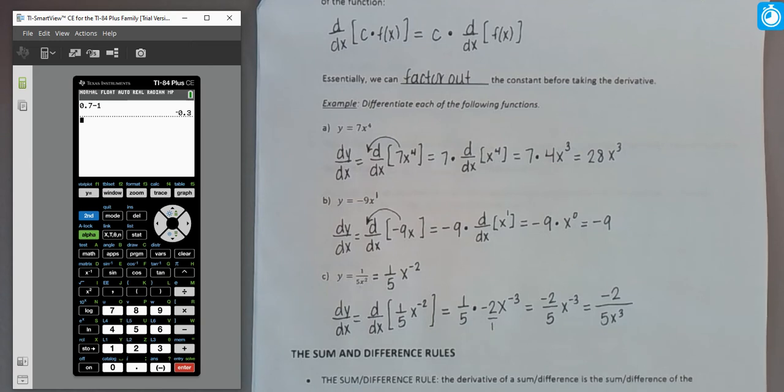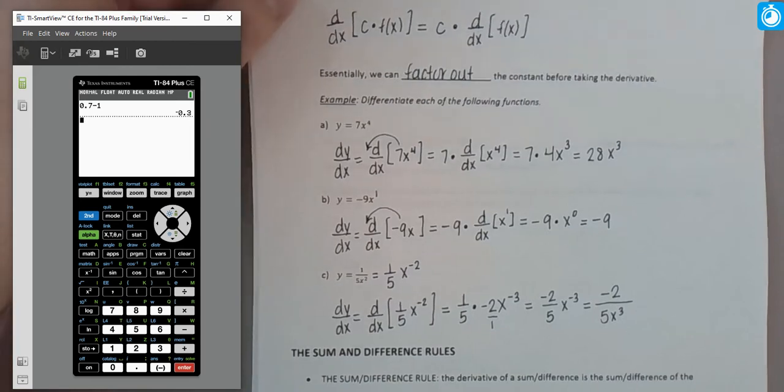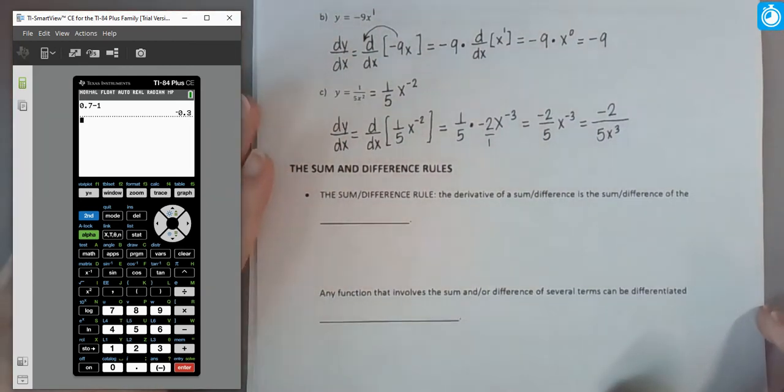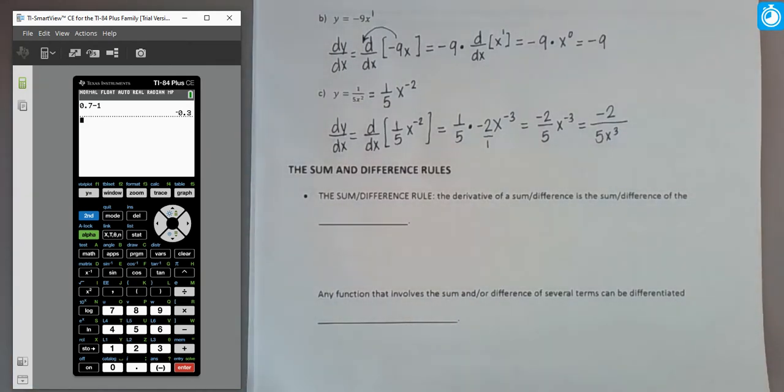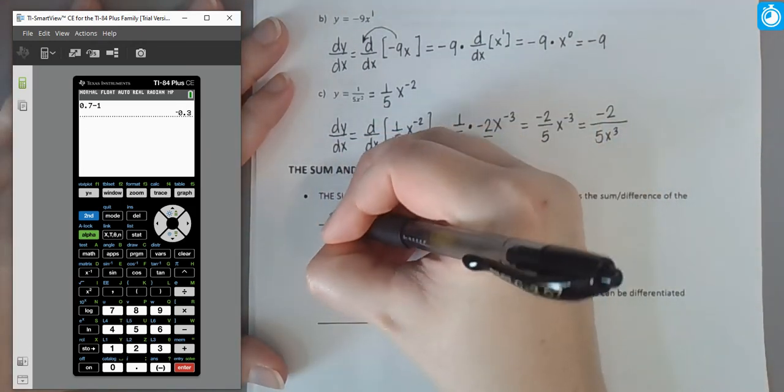Now let's look at our final rules, at least our final rules for this video. And of course, we will continue to add on. As our functions become more complex, we need rules to be able to handle those more complex situations. So what happens when we have a function that involves addition or subtraction, that involves a sum or a difference. As of right now, we've only looked at functions that have a single term. But what happens if we have a function that has more than one term? Well, we use what we call the sum rule and the difference rule. So the derivative of a sum or difference is going to be the sum or difference of the derivatives.